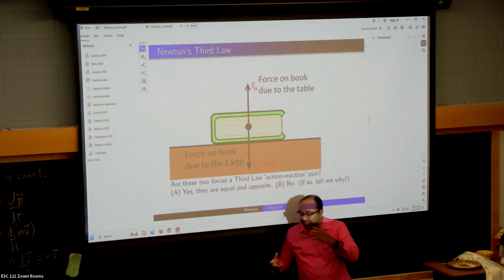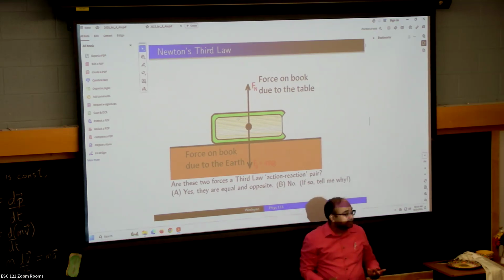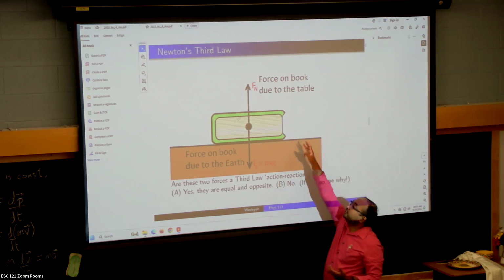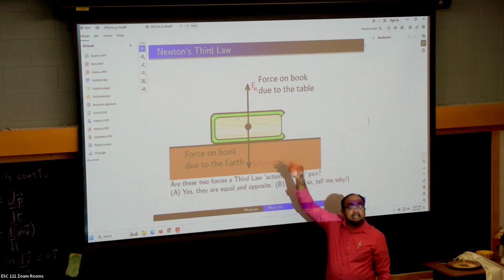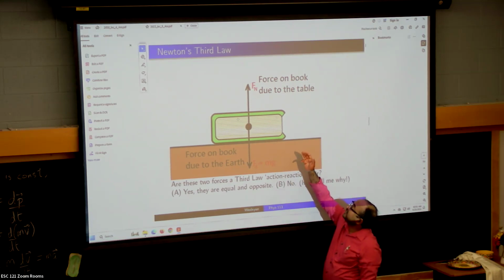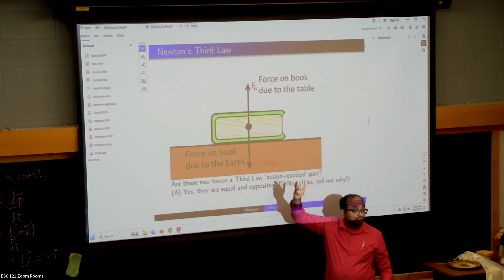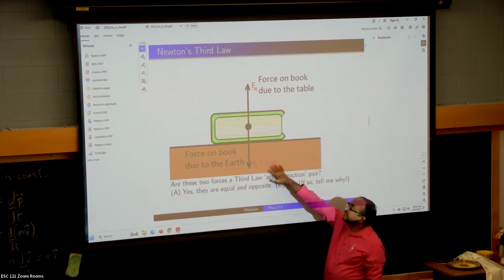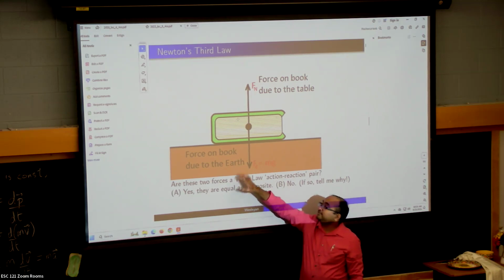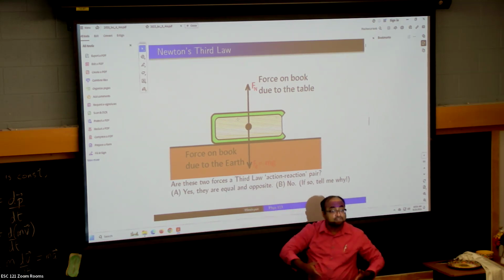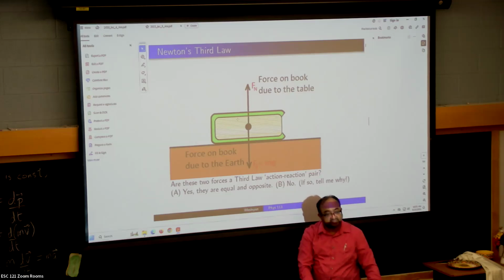Also, action-reaction pairs have to be the same type of force. So the force on the book due to the table is a normal force, and so the force on the table due to the book will also be a normal force. Similarly, the force on the book due to the earth is the force of gravity, and so the book is also exerting a force of gravity on the earth.